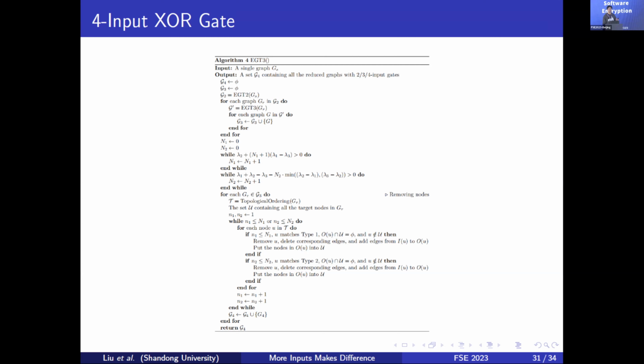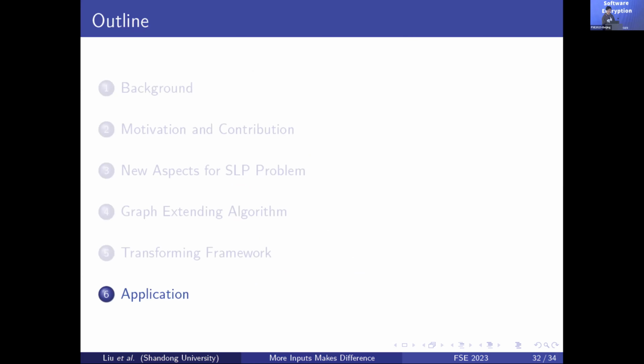After that, we also need to use the graph extending algorithm to generate many equivalent circuits with 3 input XOR gates. And finally, we use the transforming framework using 4 input XOR gates and generate many circuits with lower area of the circuit. So we can choose any one as the best result. And finally, we can show the application.